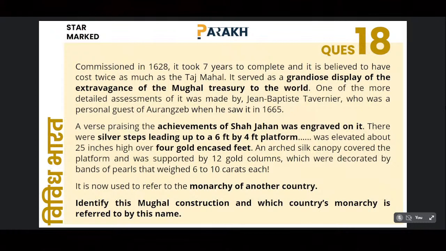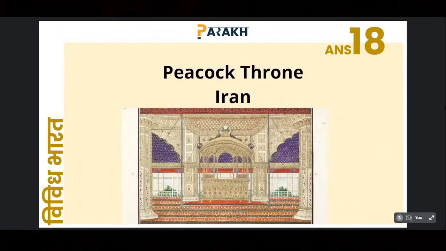In question number 18, you have to identify the Mughal construction and which country's monarchy is being referred to by this name. Yep, I can see the correct answer. Peacock Throne, Iran are the correct answers to this question.